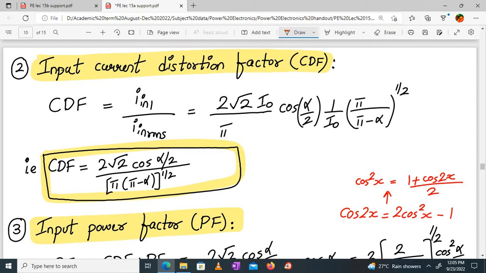See, here, don't remember. What is there inside the box? You know the individual expression of I in of 1. You know the individual expression of I in RMS. Remember that. This is just a division. If you try to remember the complex one, there will surely be a mistake. So what you write, CDF is I in of 1 divided by I in RMS. Don't remember, don't write anything else. You can derive that. That is very easy if you remember that.